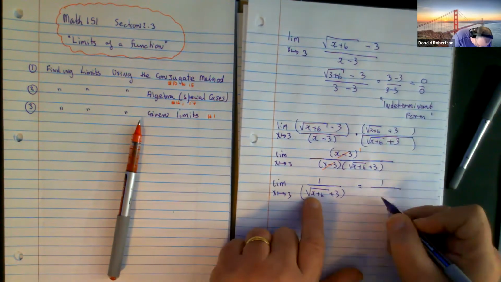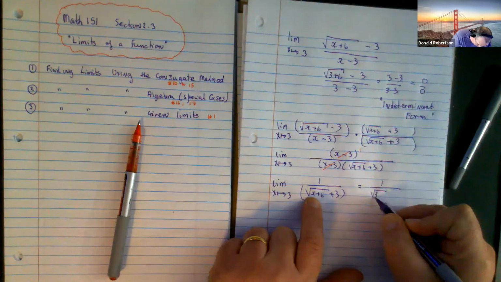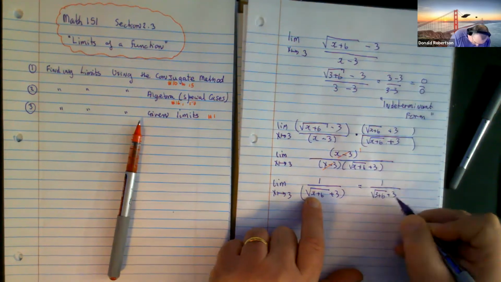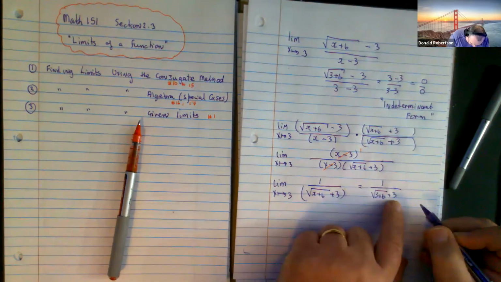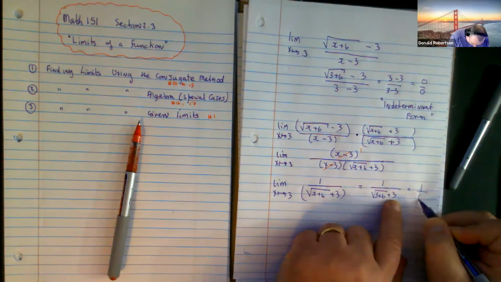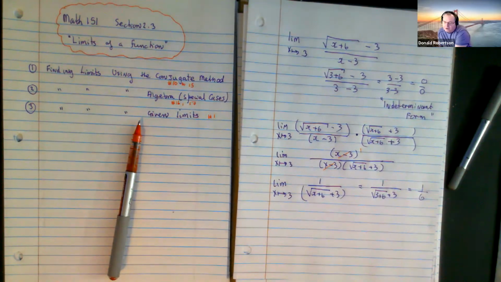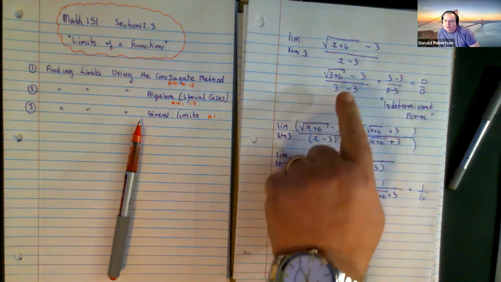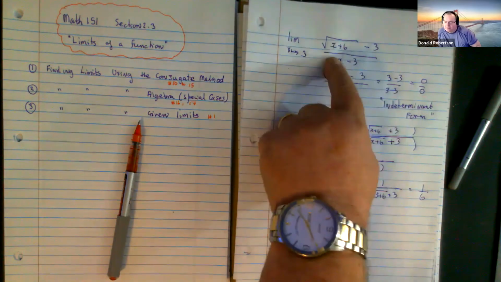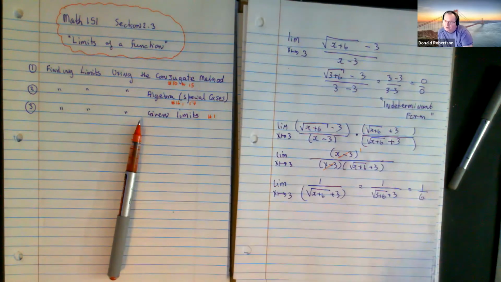I can now plug in 3 for x. And the square root of 9 is 3, and 3 plus 3 gets me 6. And there's your answer. The limit of that ugly fraction is in fact 1/6. And that's the conjugate method.